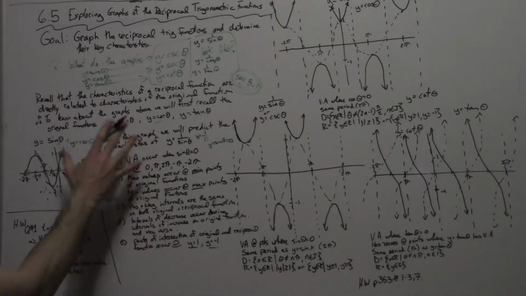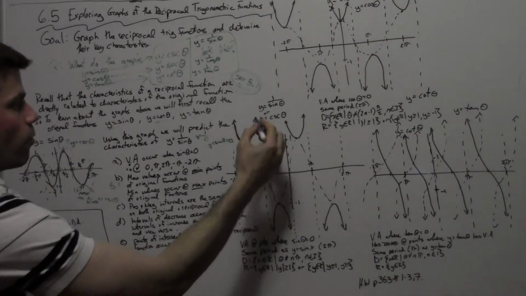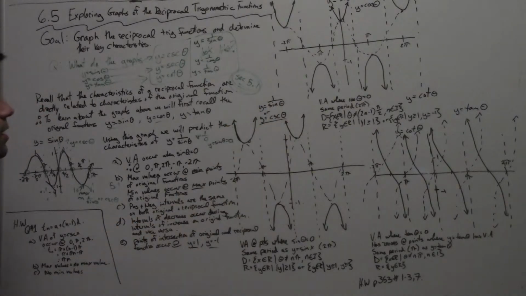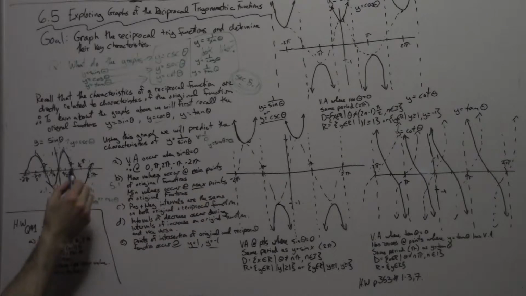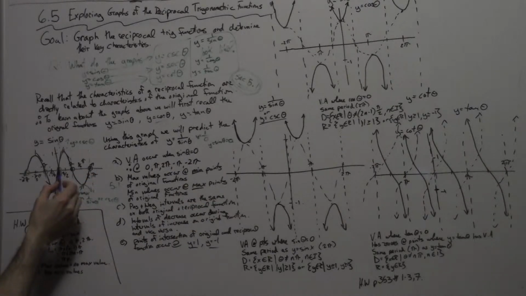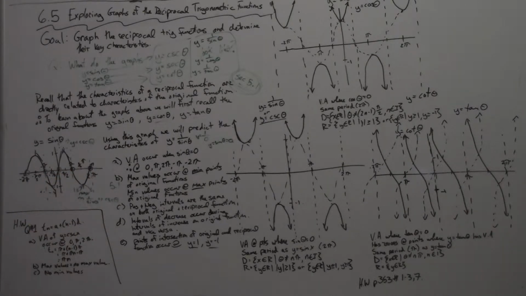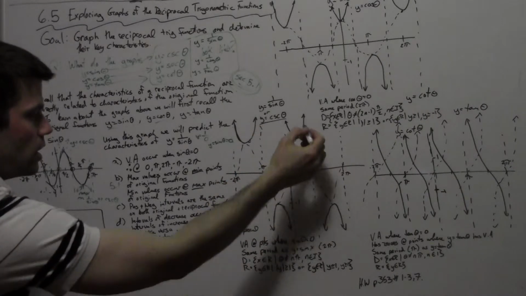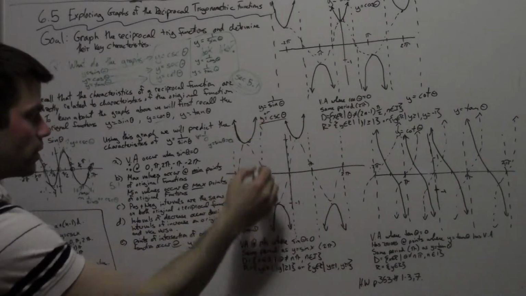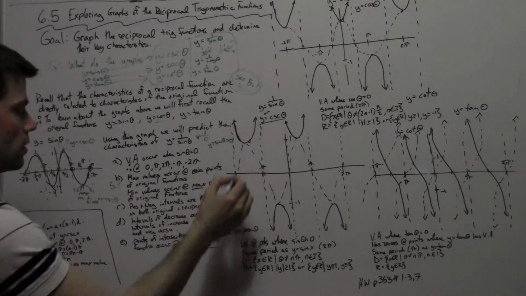So taking all that information now, we're going to attempt to graph 1 over sine theta. We learned that the vertical asymptotes occur when the x-intercepts are happening on the original function. So we know that there's a vertical asymptote at x equals 0, x equals pi, x equals 2 pi. Those are the first things I'm going to draw in here, my vertical asymptote lines.